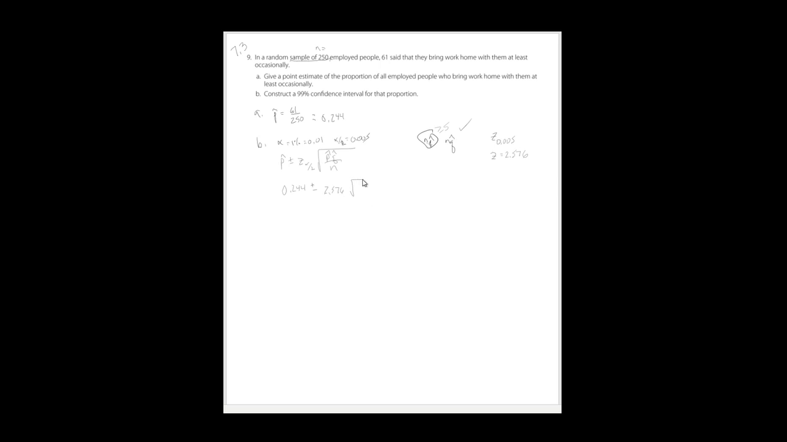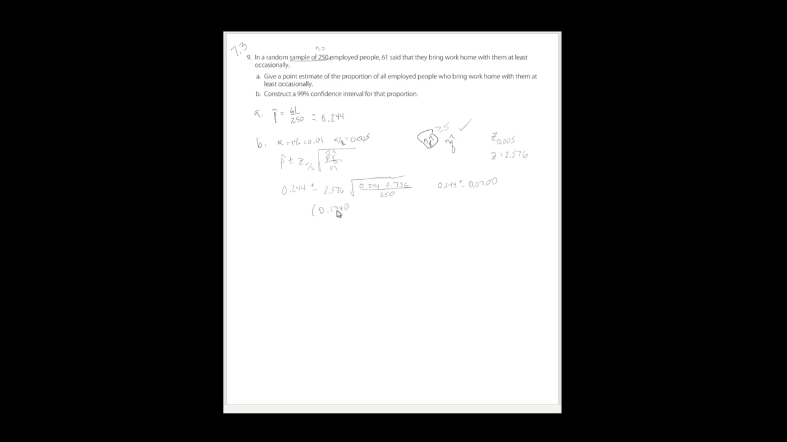So we have plus or minus 2.576 times the square root of our p hat again, 0.244, times our q, which is 1 minus p hat, which we said was 0.756, and that's divided by our sample size of 250. So this will be 0.244 plus or minus 0.0700.